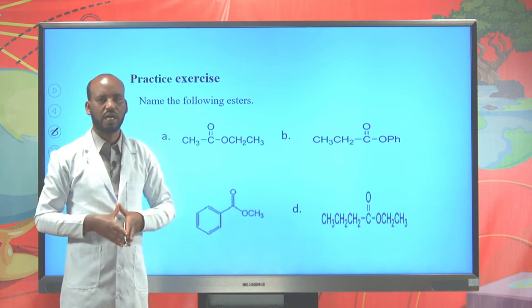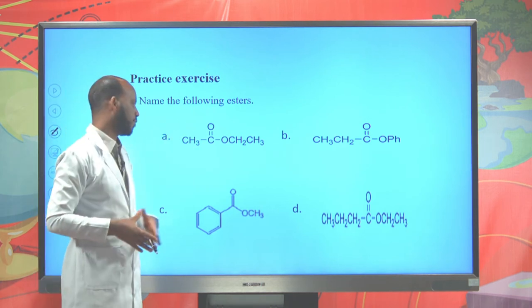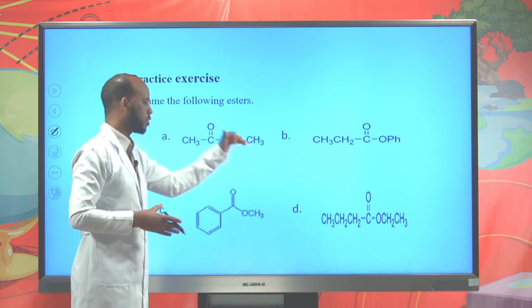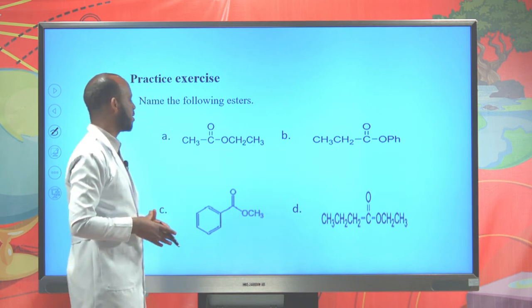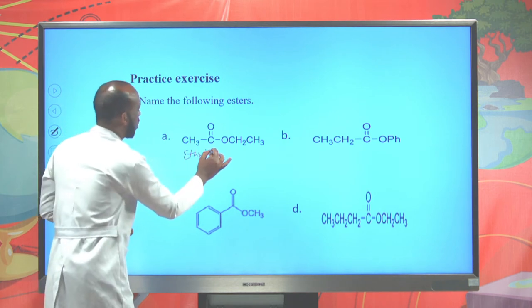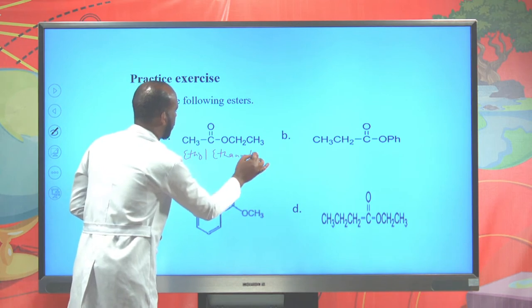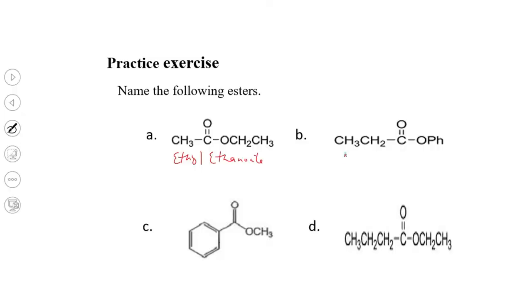Welcome back again. How do you do it? Good. Let us do it together. Name the following esters. As we said, in naming esters, first you have to name the alcohol portion. The alcohol portion, CH2CH3, is ethyl. Acid portion, ethanoate. Or common name, ethyl acetate. B, alcohol portion, phenyl. Acid portion, propanoate. Phenyl propanoate.